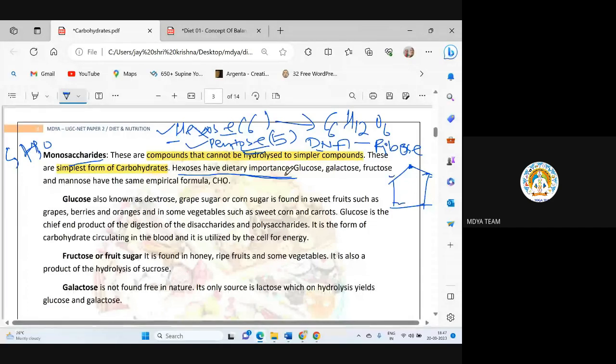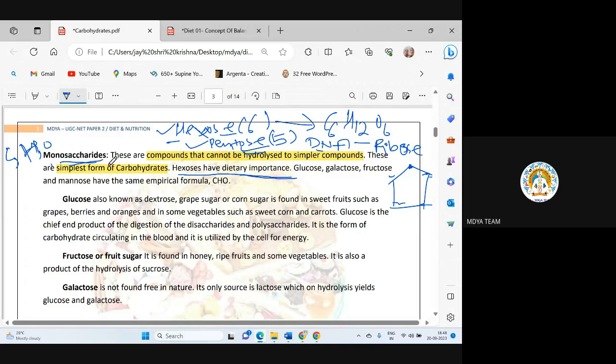So pentose sugar is basically present in our genetic material. All the genetic material, whether it is DNA, deoxyribonucleic acid, or RNA, you know the full form of RNA, ribonucleic acid. RNA also contains pentose sugar. DNA also contains pentose sugar. Whether it is mRNA, messenger RNA, it will also contain pentose sugar.